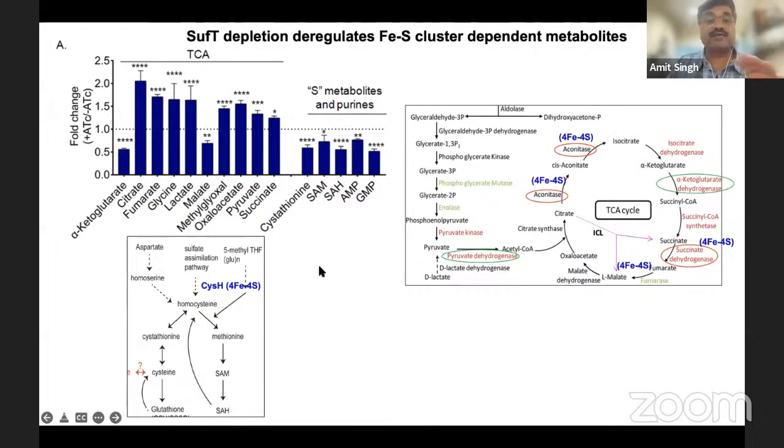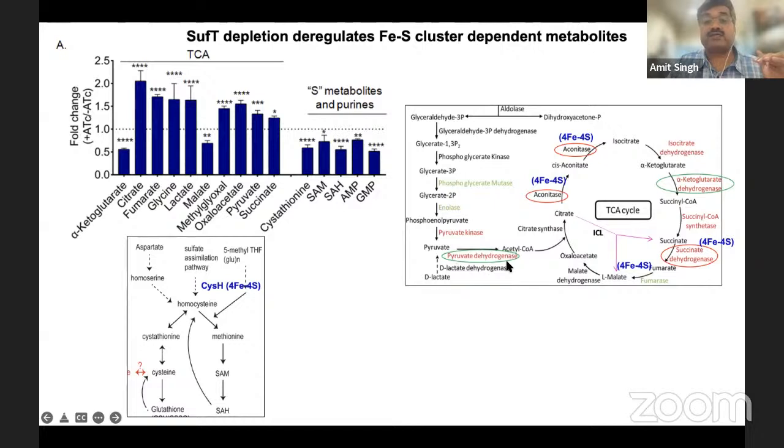So we have done a steady state metabolite estimation of wild type MTB and MTB when SUFT is depleted, and then tried to figure out where the SUF system is playing a role. And rightly so, it seems to be very, very important for regulating TCA cycle metabolites. You can see that if aconitase is not working, you see accumulation of citrate, because this step is inhibited, and you see alpha-ketoglutarate going down. Similarly, if there is a defect in succinate dehydrogenase because of the iron sulfur cluster, you will see accumulation of succinate, which we see.